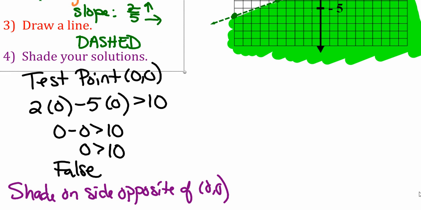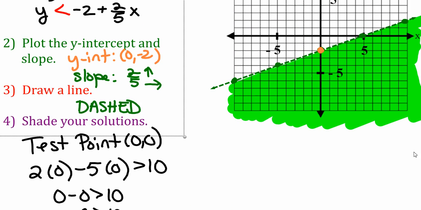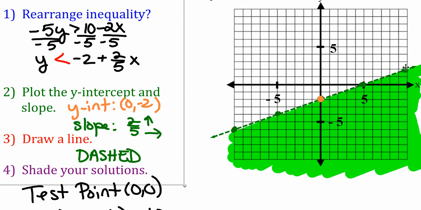Okay, so again, we're shading on the side where it would be true. That would be opposite for us of 0, 0. So everything below our boundary line would be a solution. So that could be at 0, negative 10. It could be at negative 10, negative 10. It could be at 8 and a half, negative 1/2. Any of these points in the shaded region, not on the boundary line, would be a solution to your inequality.